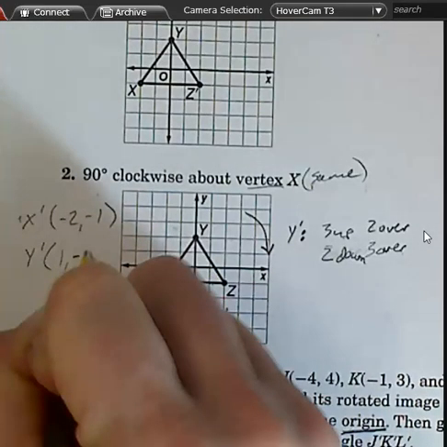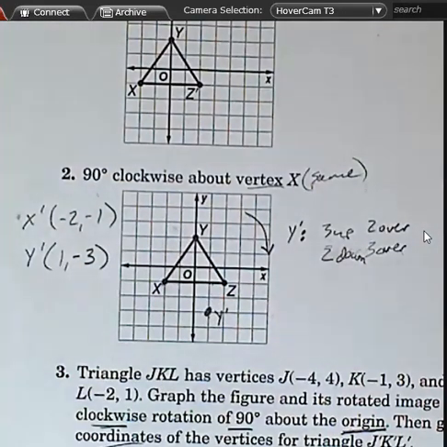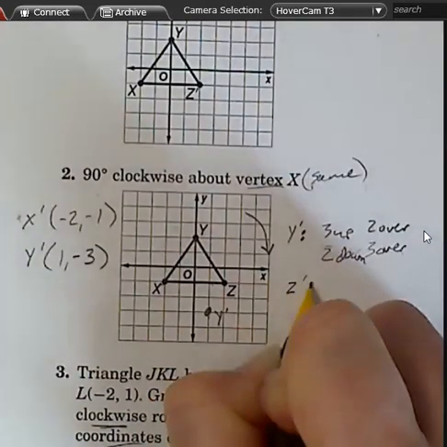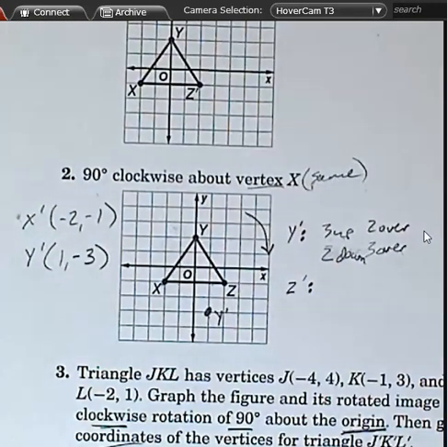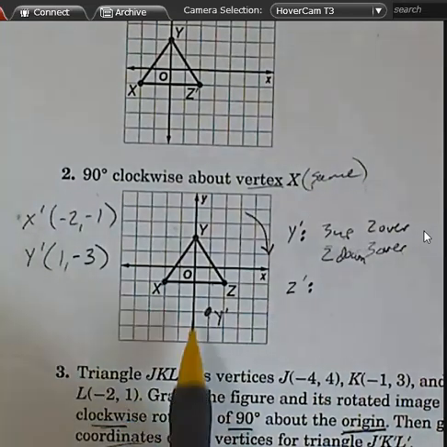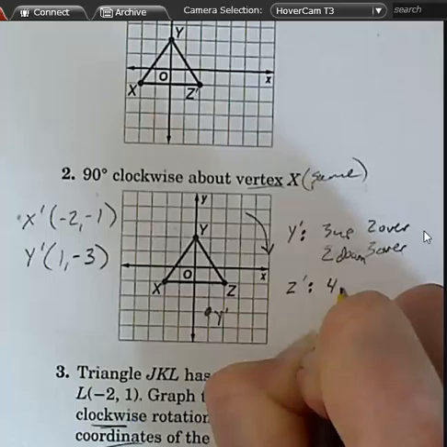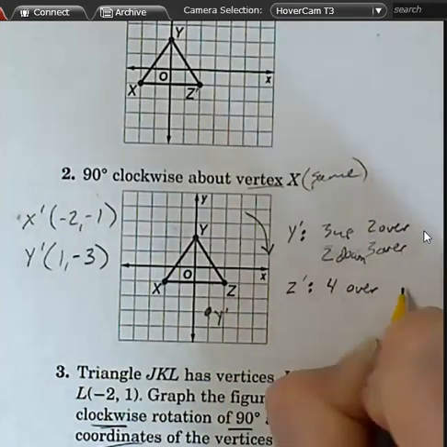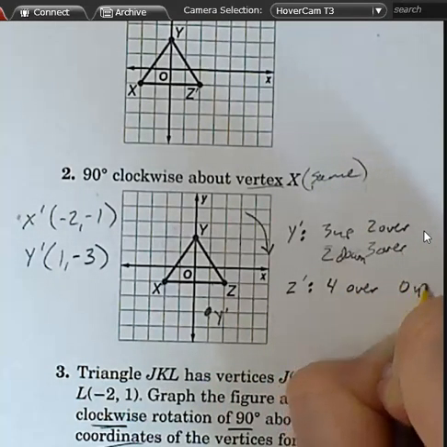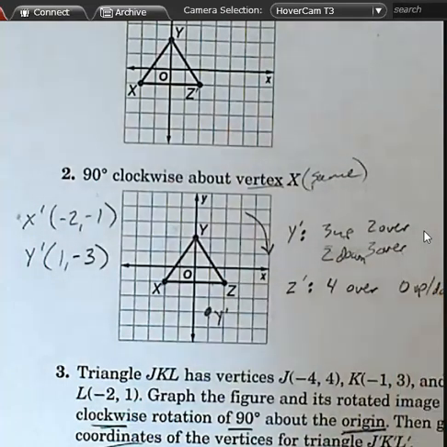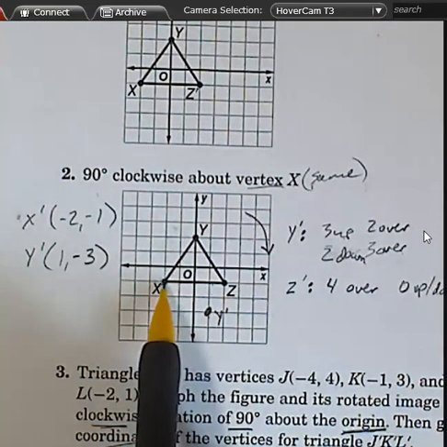1, -3. Now on these ones we can't just flip our numbers. Yay, wasn't that fun when we did that? It was so nice and easy. Now we have to think about the number of spaces, and that's the part that has to flip. So Z prime is 1, 2, 3, 4 spaces over and 0 up or down. Right? It's just straight across. Z is straight across.